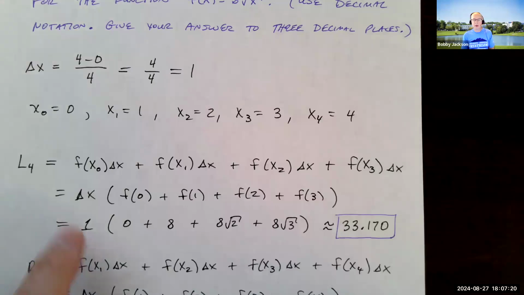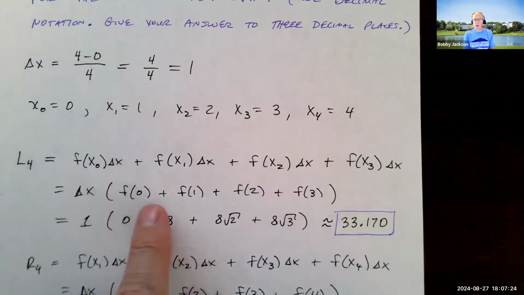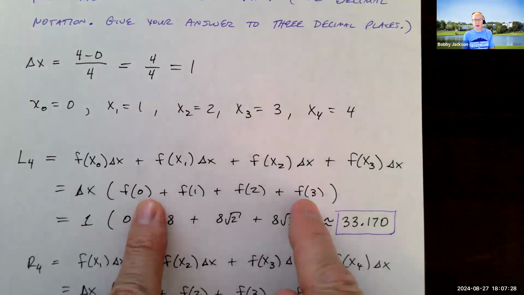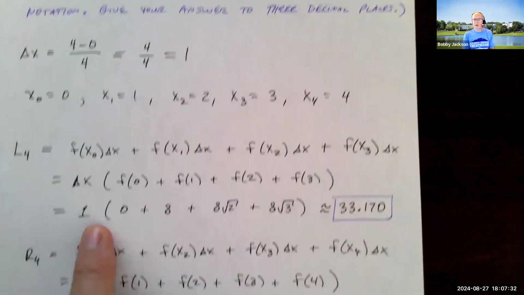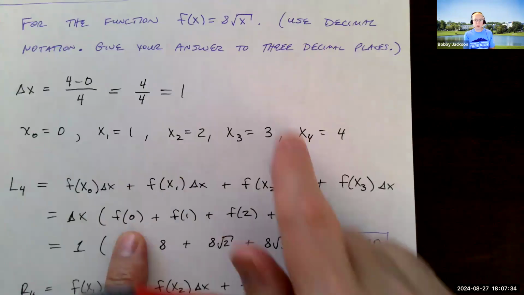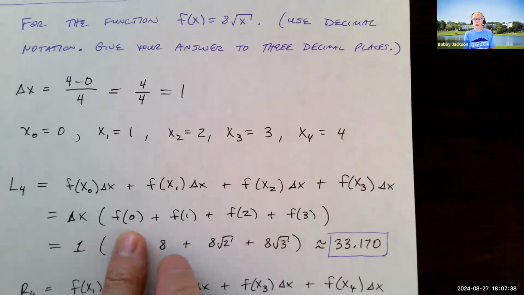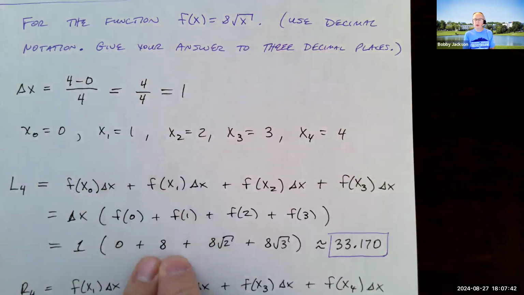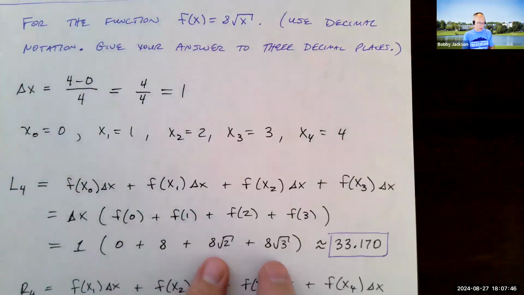So notice the delta x is a factor of all 4 terms. I'll factor that out. And then we have f of x sub 0. Of course, x sub 0 is 0, x sub 1 is 1, x sub 2 is 2, and x sub 3 is 3. Of course, delta x is just 1. What is f of 0? Remember our function up here, 8 times the square root of x. Well, the square root of 0 is 0. 8 times 0 is 0, so that's going to be 0. F of 1, 8 times the square root of 1 is 8 times 1, which is 8. F of 2 would be 8 times the square root of 2. F of 3 would be 8 times the square root of 3.